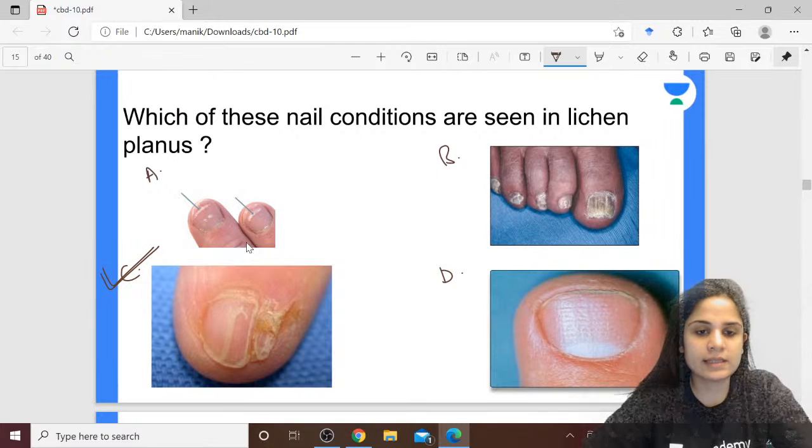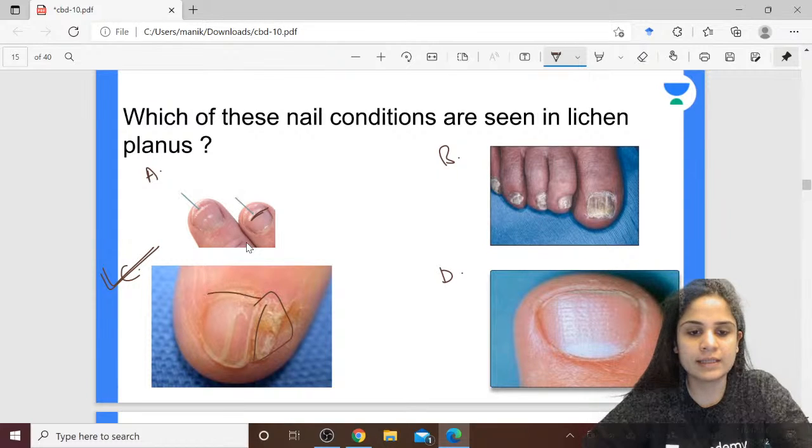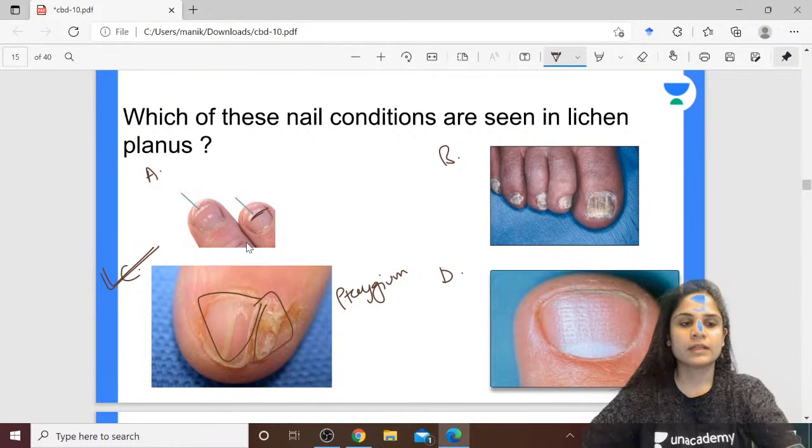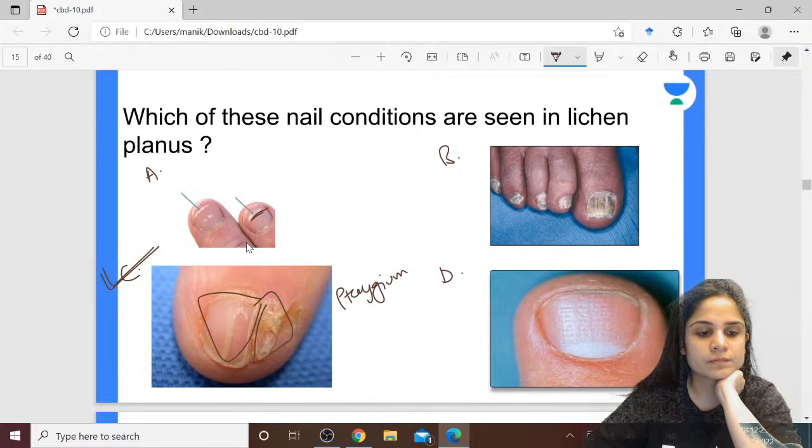In A, you are seeing these white lines. What are these white lines called as and in which condition do you see them? Yes, Nimesh, you're right about C. C is nothing but a wing-shaped protrusion that you can see and it is called as pterygium. Correct? What about A, B and D? In which conditions do we see them?